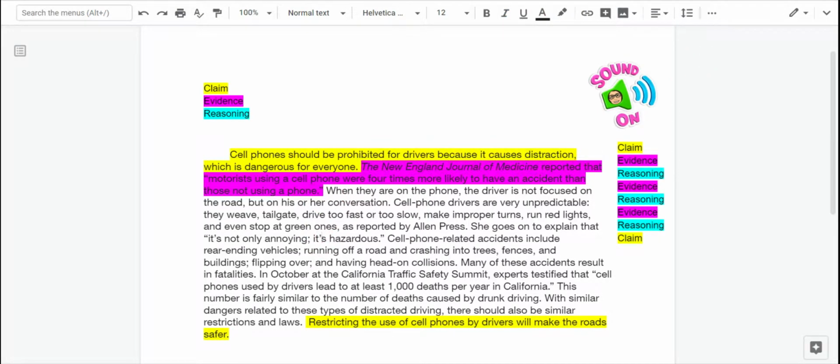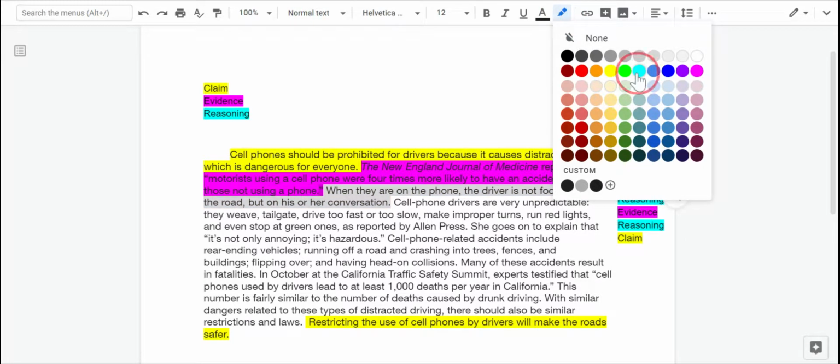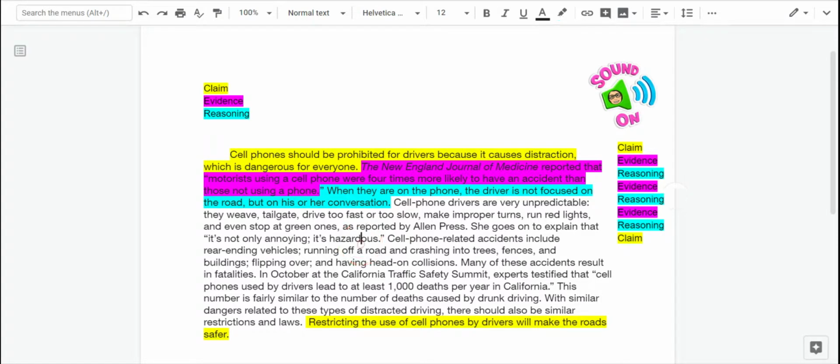My next sentence should be explaining why that evidence relates to my claim. When they are on the phone, the driver is not focused on the road, but on his or her conversation. So there we go. That is an explanation of why there are 4 times more accidents. So I'm going to put that as reasoning.